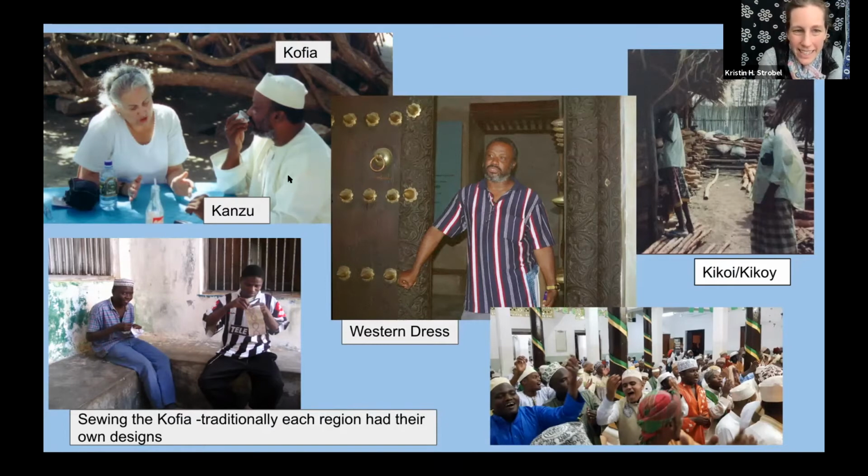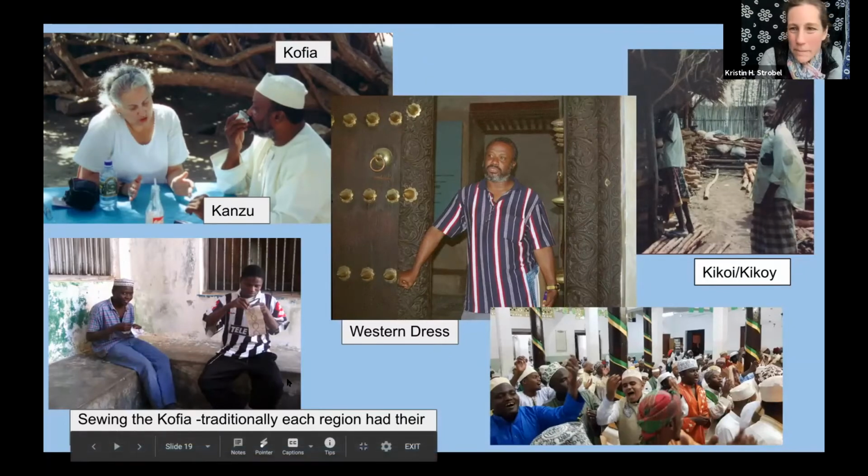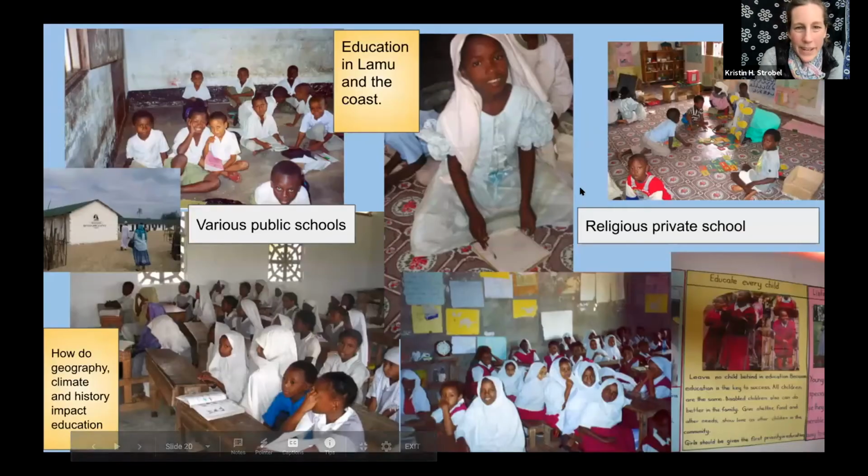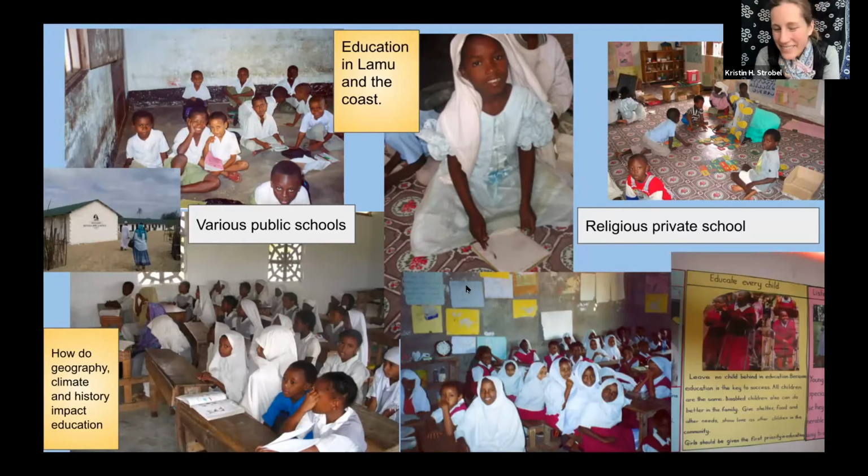Here he's wearing a kanzu and a kofia because we bought them for him as gifts. And here, knowing he's going to hang out with Americans all day, he's wearing a t-shirt and jeans, right? This is his door. He lives in this gorgeous, historic house. Just check out the carving on that. It's incredible. So again, education is obviously extremely influenced by where you are in the world.